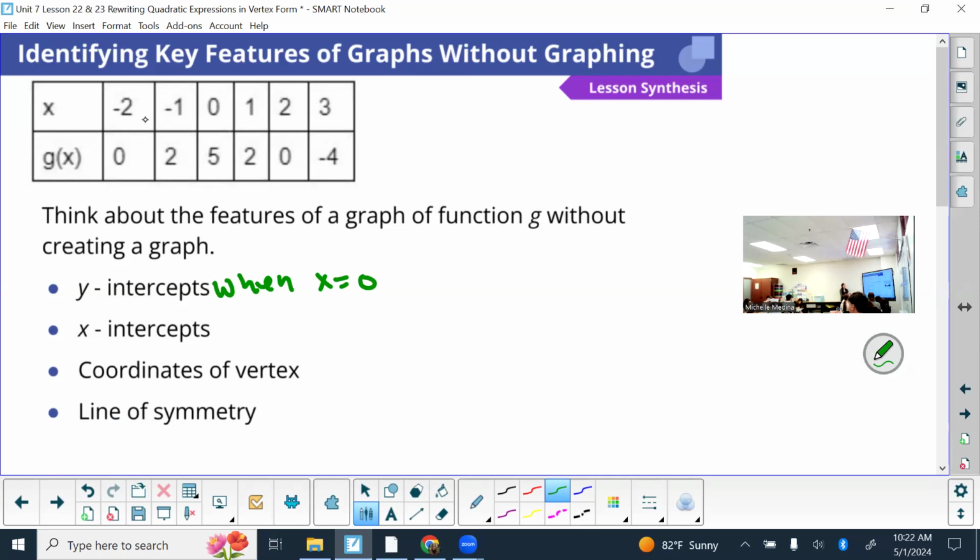So look at your table at your x's. They do give me an x value of 0. That's my y-intercept. Easy. So whenever x is 0, that's your y-intercept. So my y-intercept is (0, 5).